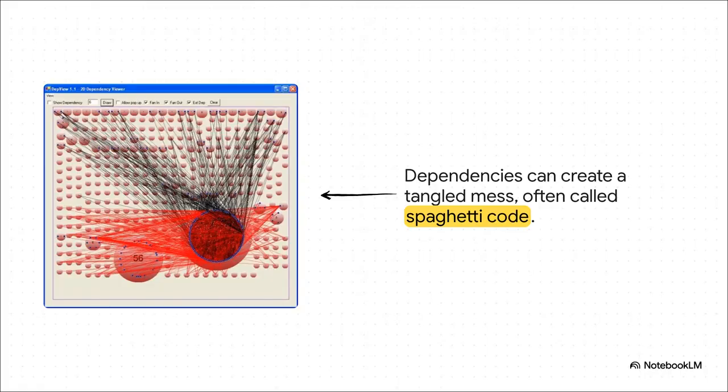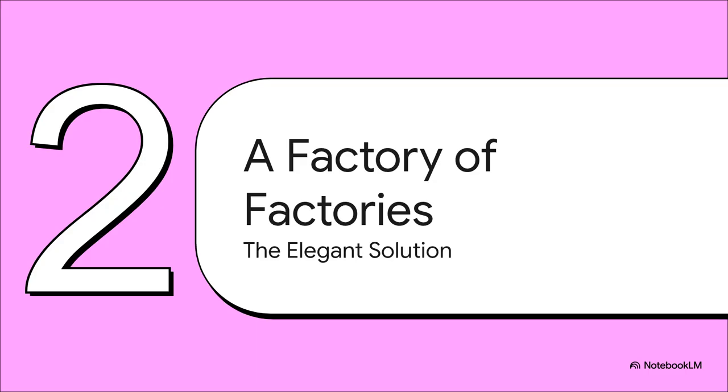And what happens with all that tight coupling? Well, you get this, a dependency graph that looks like a bowl of spaghetti. This is that infamous spaghetti code we all dread, where changing one little thing over here causes a whole cascade of things to break way over there. It is, no exaggeration, a maintenance nightmare. So, how do we untangle this mess?